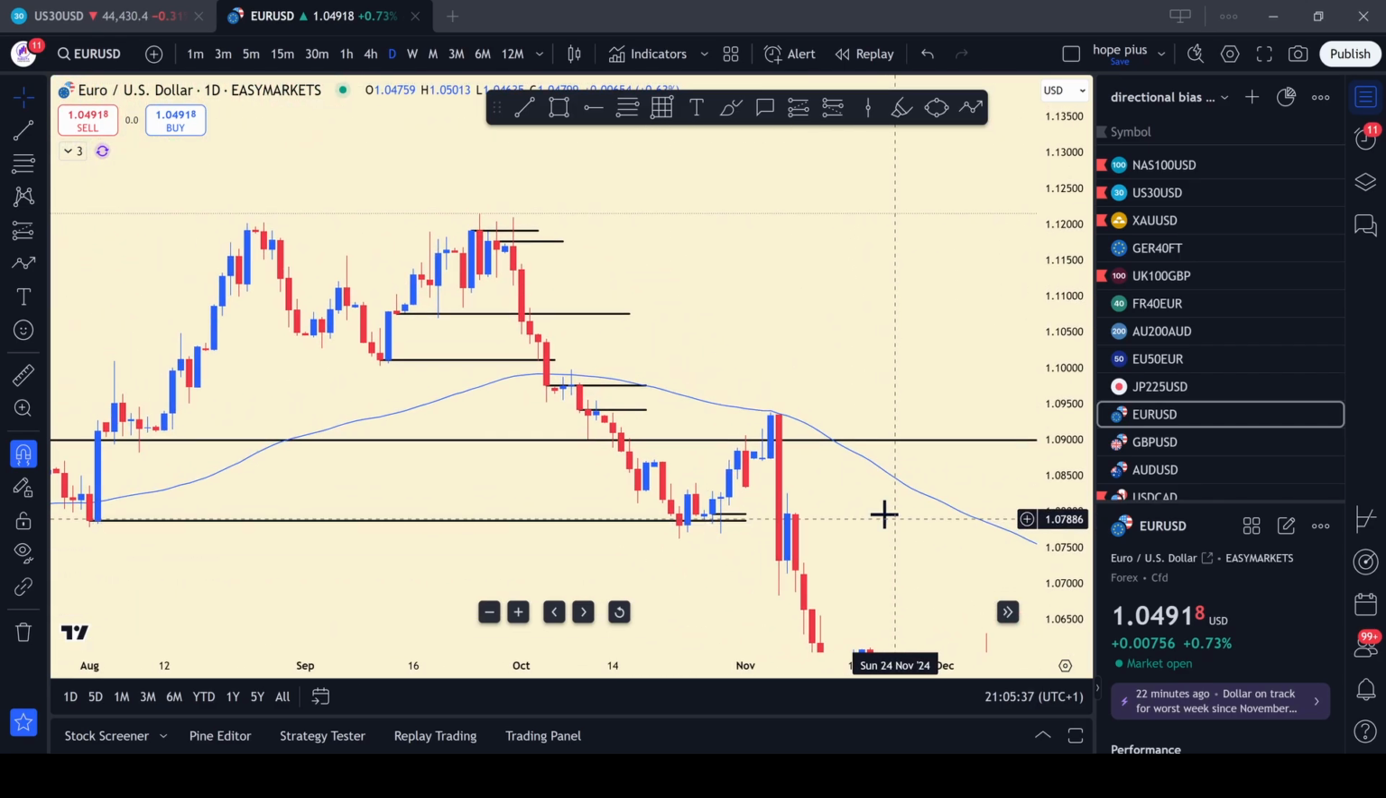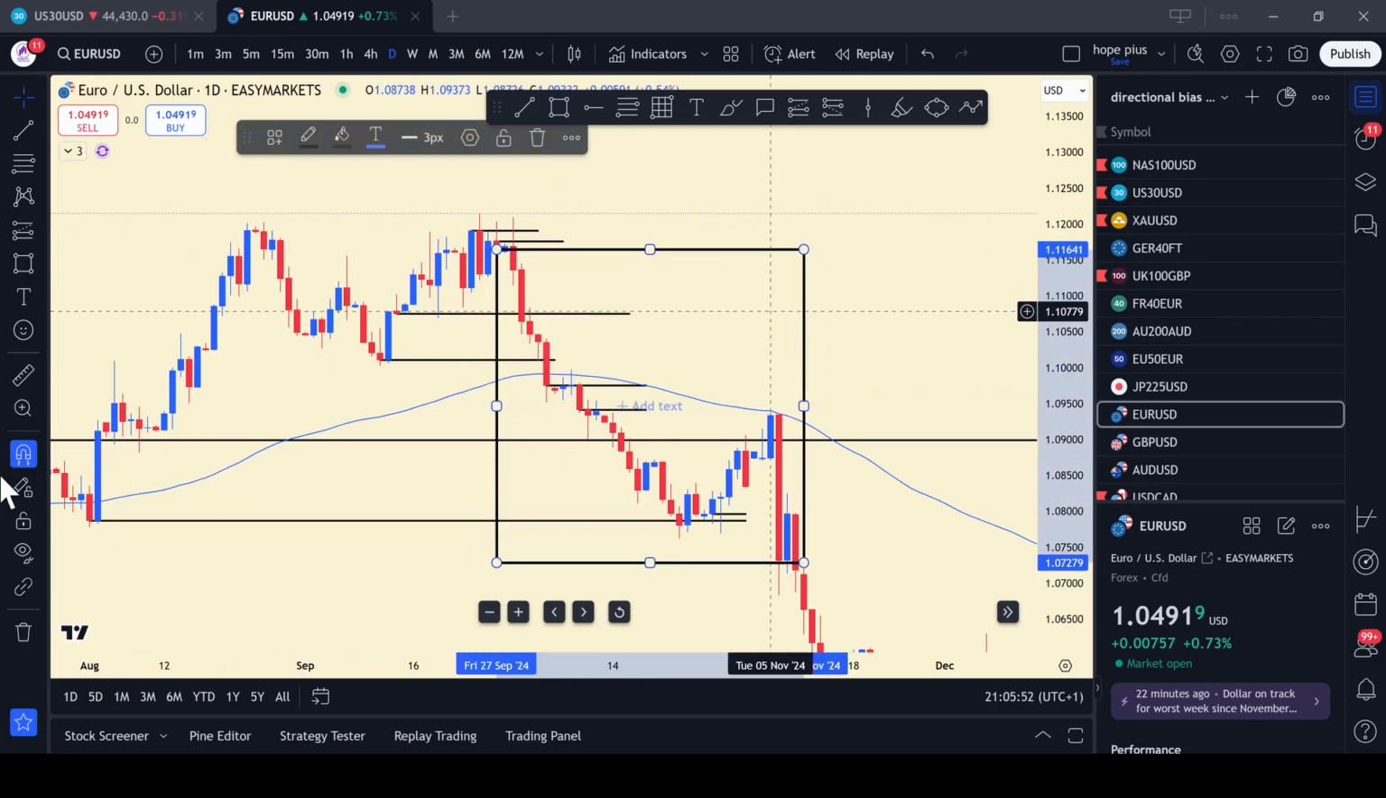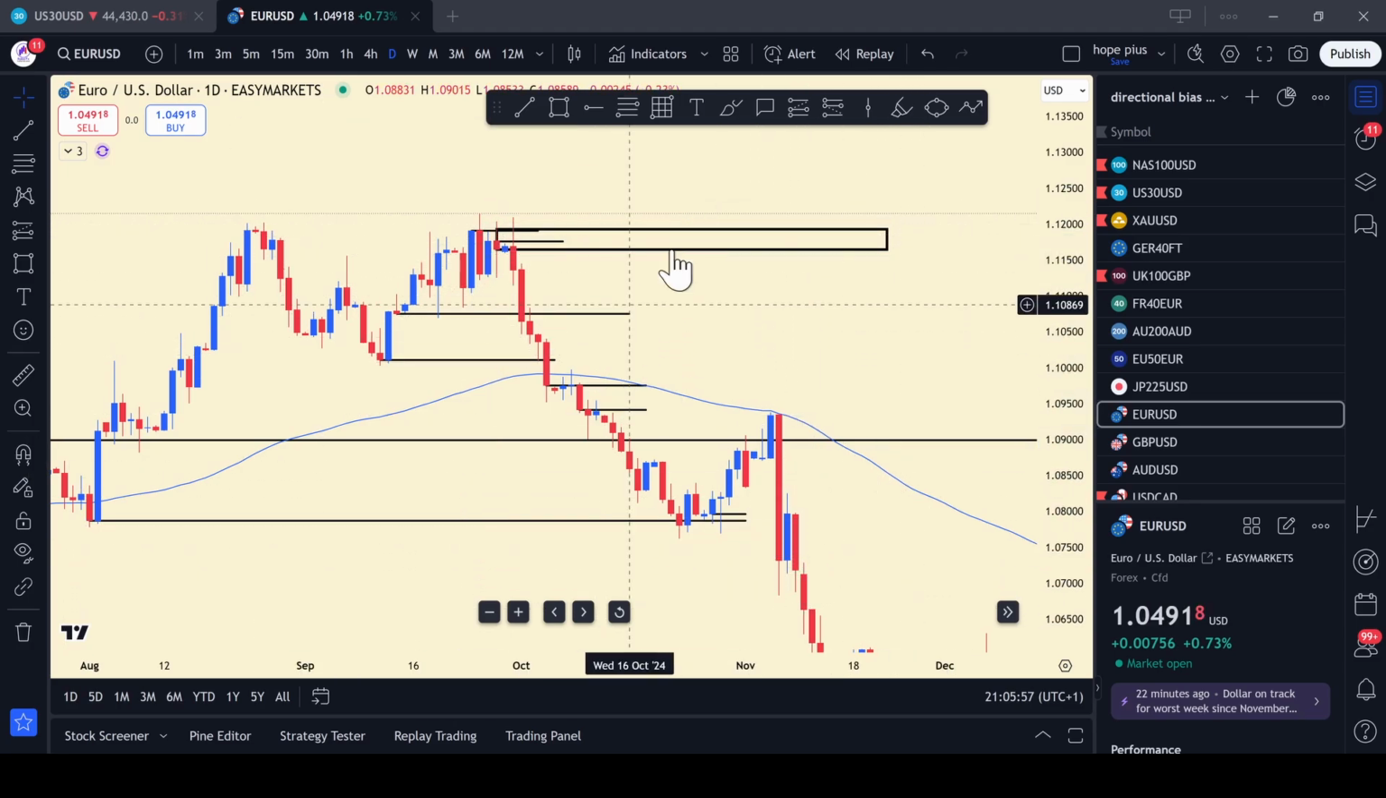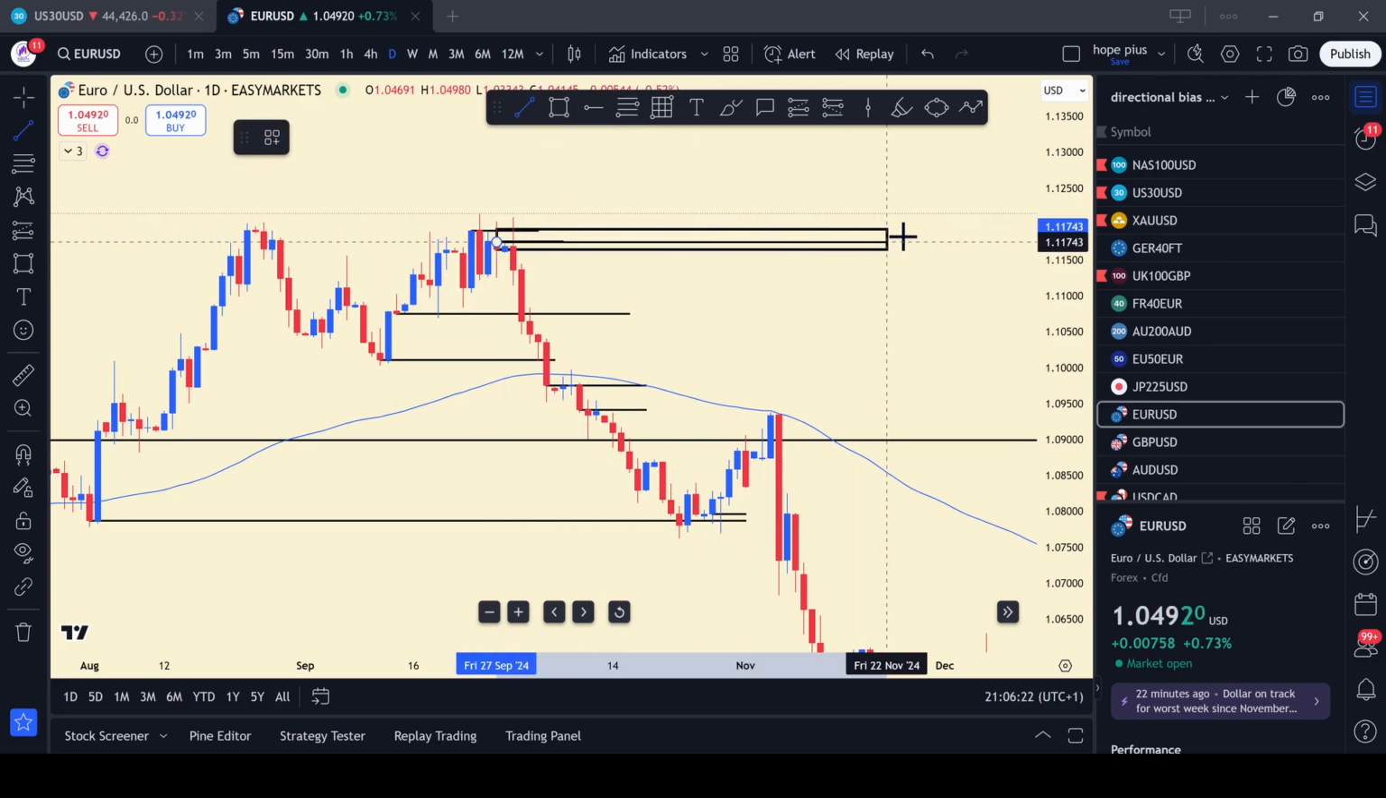Now, what people do that is wrong is that they mark out their levels in form of zones, like this. The problem with zones is that I cannot accurately know if this zone has failed me or is going to work, because there are multiple prices within this zone. So if price closes above price A, is it going to go higher, or must it close above price B or price C? Because within this level, we have multiple price levels.